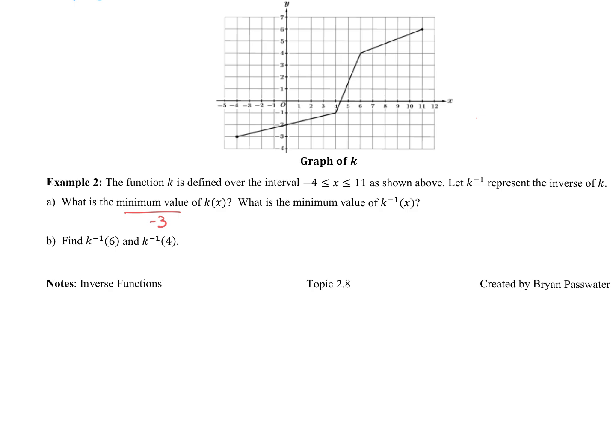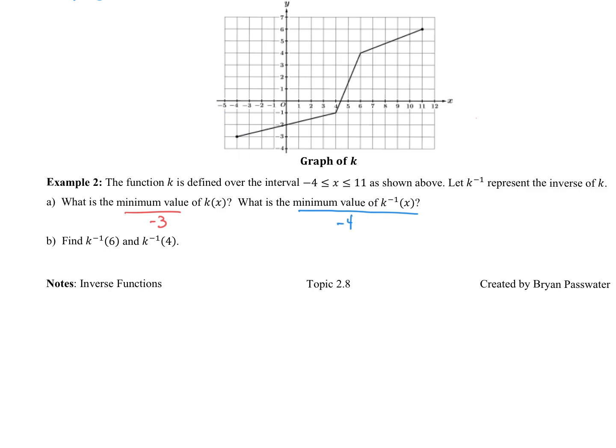Now it's saying, what is the minimum value of k inverse? Well, normally a minimum value is the y value, yes? However, if it's asking about an inverse, well, what are we looking for now? The lowest what value? The lowest x value. Because an inverse is a what? Switch in x and y. And so now I'm looking for my lowest x value. Okay? And so now what are we looking for? It's at what? Negative 4. All right? Pretty good there?